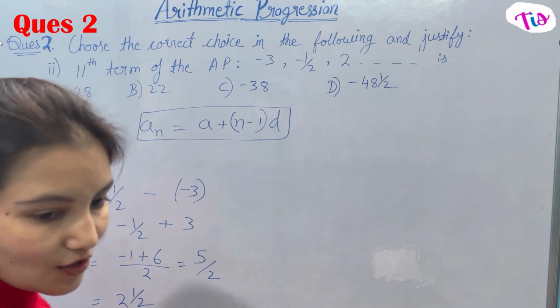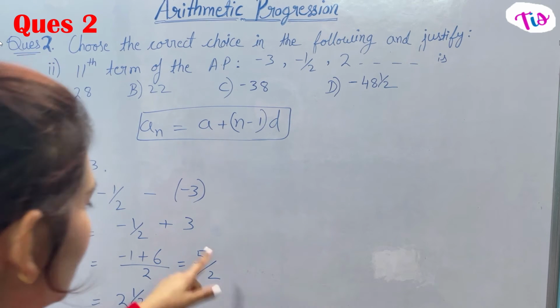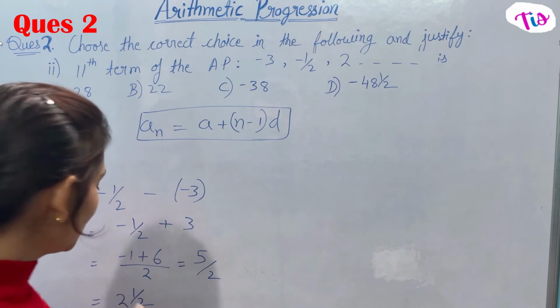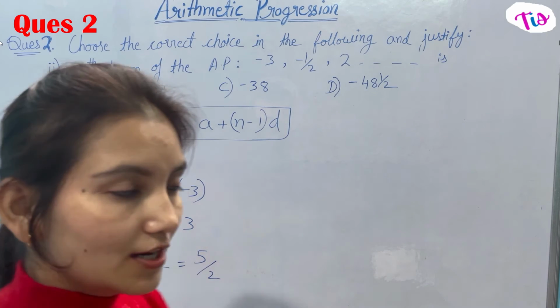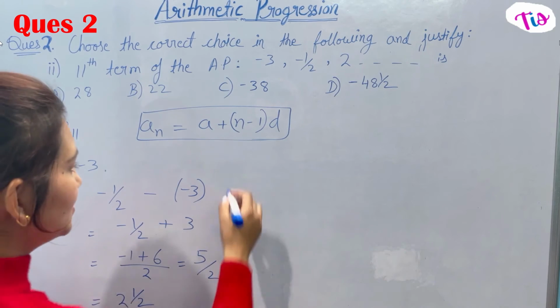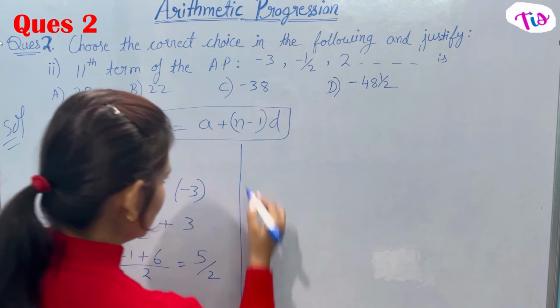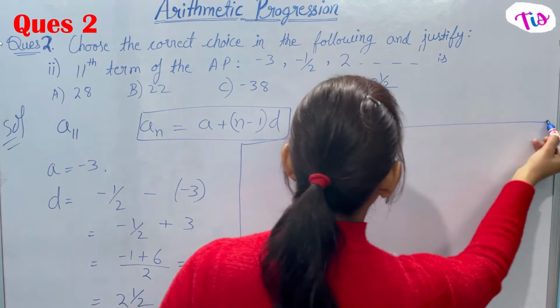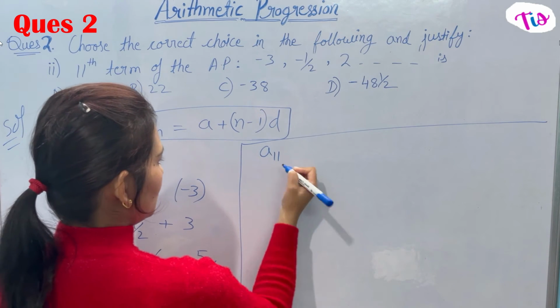So this is the common difference, right? So what is the common difference? Either you can say 5 upon 2 or you can say 2 1 upon 2, means 2 and half. Okay, so this is the common difference, and you need to find out what? You need to find out A11. Okay, let's put the values into this formula A11.